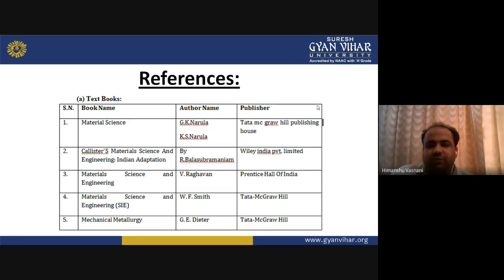So these are the reference books from which you can study if you want more reading material. These are promising books, so you can go with them.